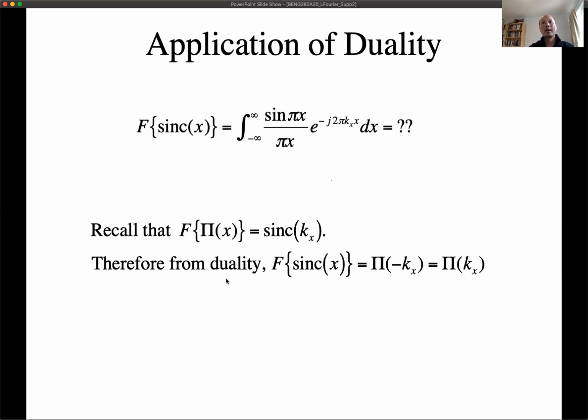So duality says that since I know the Fourier transform of rect of x is sinc of x, I know that the Fourier transform of sinc of x is just rect of x with a minus kx in it. That's how I apply that formula. And since rect of x is symmetric, rect of minus kx is just equal to rect of kx. That's nice. So basically a rect goes to a sinc and a sinc goes to a rect. That's another thing that is very useful for you to keep in mind.